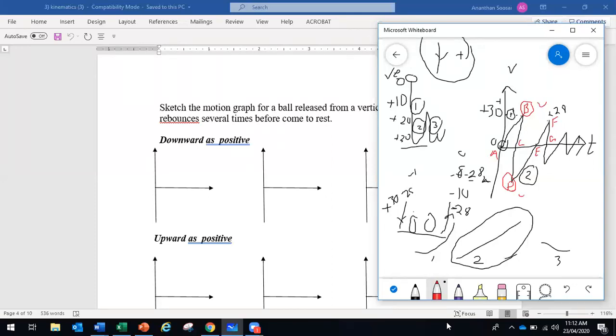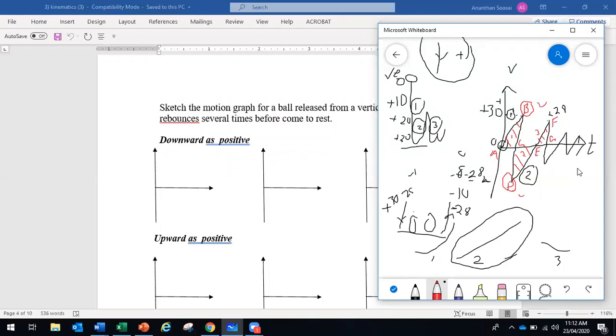The triangle here, I label the area as 1. The triangle below here, I label it area 2. And the third triangle here, I label it as 3. Tell me which areas must be the same, with the reason. 2 and 3. Why?